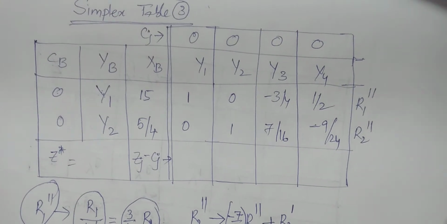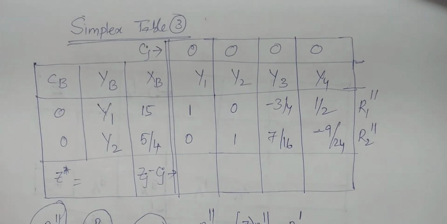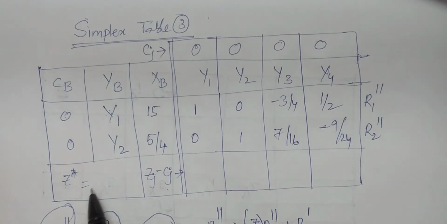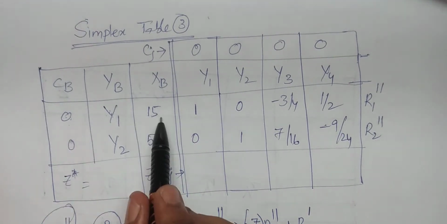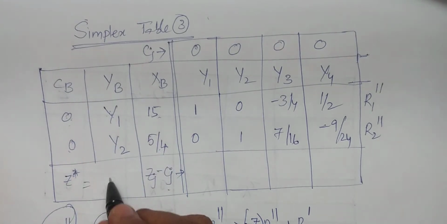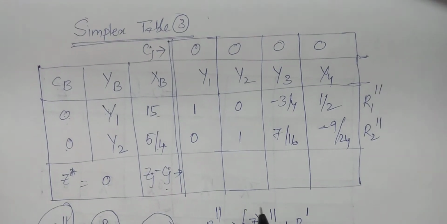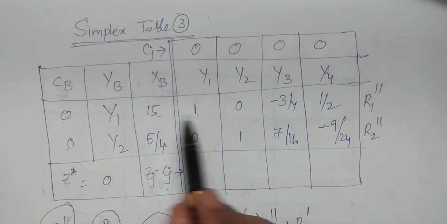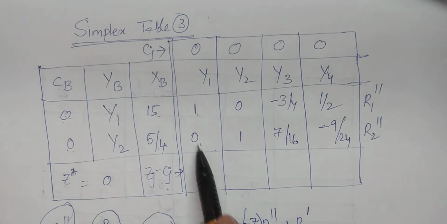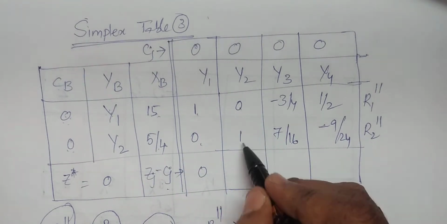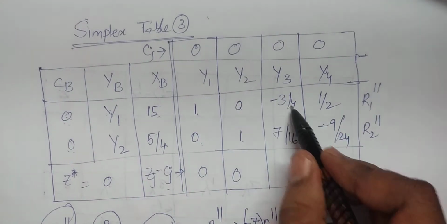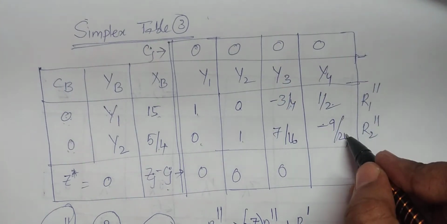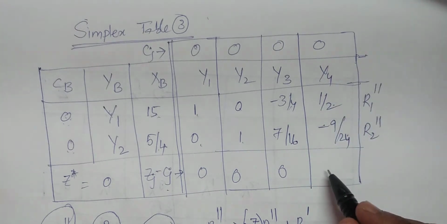So now in simplex table 3, you calculate Z star and Zj minus Cj. What is Z star? 0 into CB into XB: 0 into 15, 0 into 5 by 4, it is 0. And then Zj minus Cj, as usual the formula CB Yj minus Cj: 0 into 1, 0 into 0, so all the values are zeros, minus 0; 0 into 0, 0 into 1, minus 0; 0 into minus 3 by 4, 0 into 7 by 16, minus 0; 0 into 1 by 2, 0 into minus 9 by 24, minus 0. It is 0.